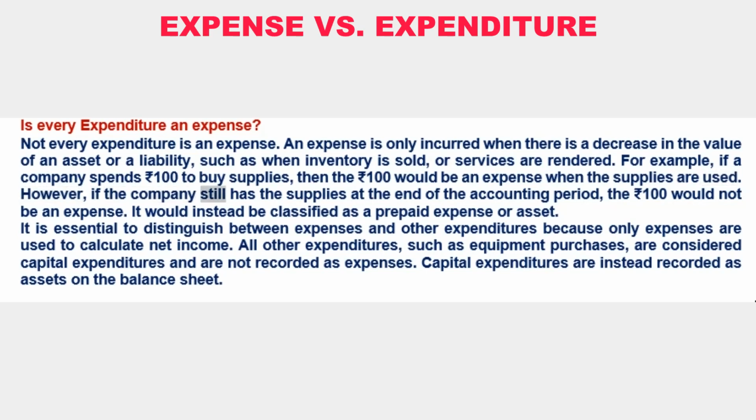However, if the company still has the supplies at the end of the accounting period, the 100 Indian rupees would not be an expense. It would instead be classified as a prepaid expense or asset. It is essential to distinguish between expenses and other expenditures because only expenses are used to calculate net income. All other expenditures, such as equipment purchases, are considered capital expenditures and are not recorded as expenses. Capital expenditures are instead recorded as assets on the balance sheet.